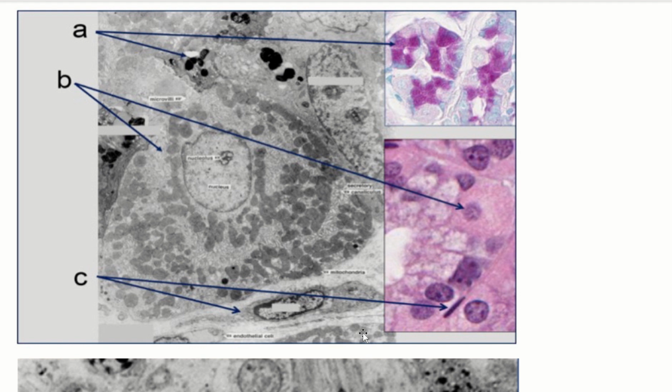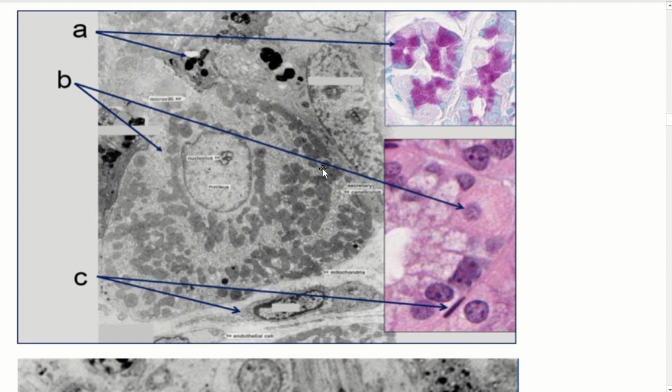So A is pointing to those mucous neck cells, right? If I were to ask you what they produce, hopefully you would tell me they make mucus, right? These are those mucous neck cells, so these are producing a bunch of mucus. Here are those little mucin granules, okay?